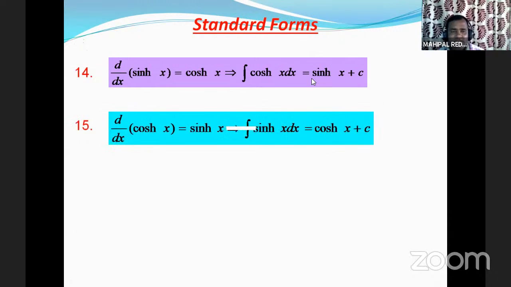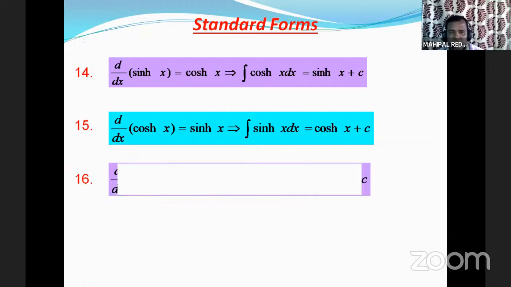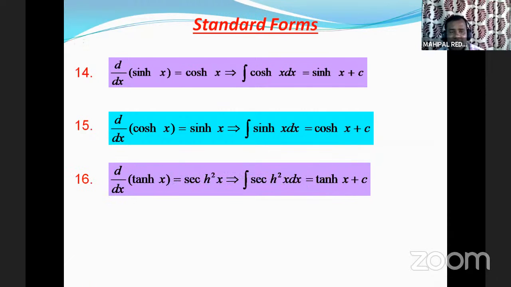15th one, the derivative of cosh x equals sinh x. That implies the integration of sinh x equals cosh x plus c. 16th one, the derivative of tanh x, the tan hyperbolic function, is sech square x. The differentiation of tanh x equals sech square x. It implies the integration of sech square x dx equals tanh x plus c.